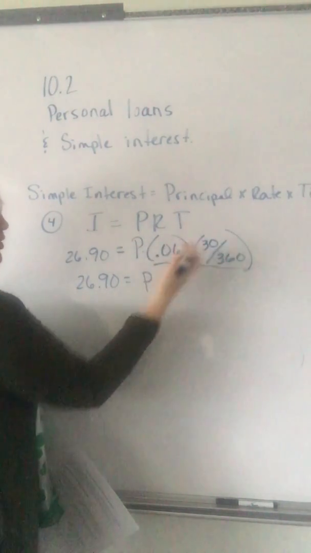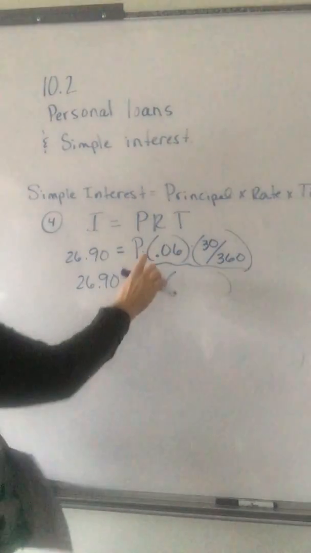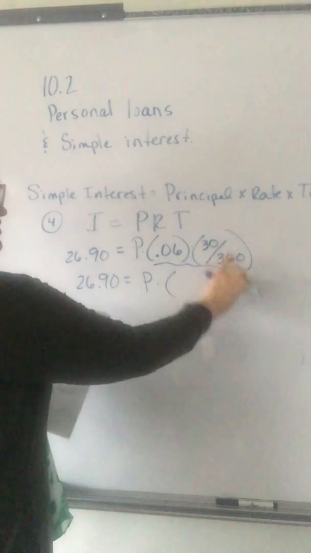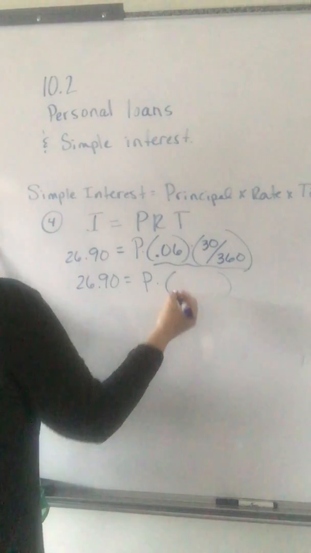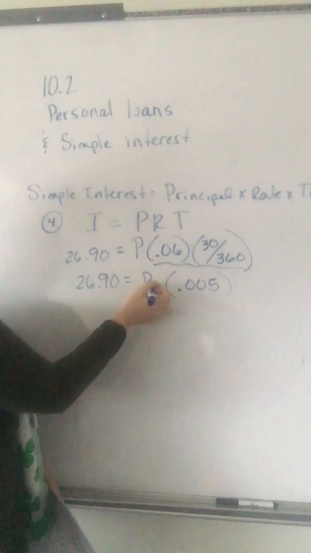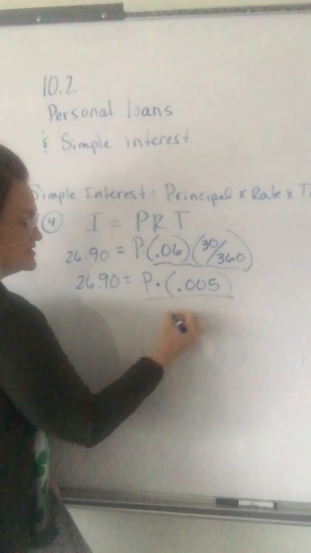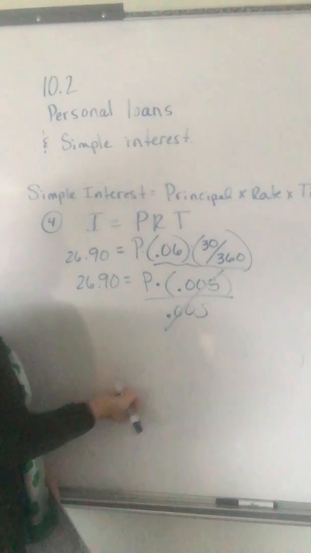So go ahead and multiply the parts that you can together and simplify that. Use your calculator, do 0.06 times the 30 divided by 360 fraction. That should give you 0.005. Then we divide, because to equation solve, P is times that value. The opposite is to divide. To equation solve, we divide.